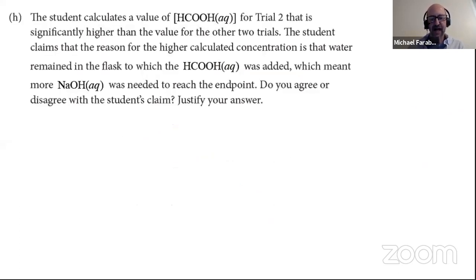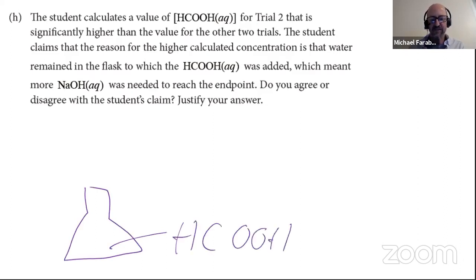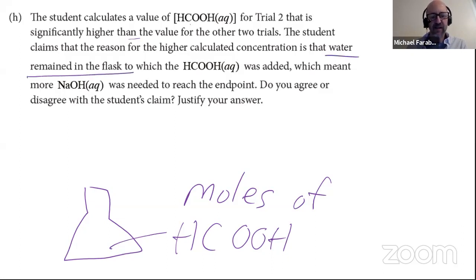All right, now in this last part of the question, it says the student calculates, okay, so we have a certain value of the HCOOH, a certain number of moles of this chemical. The student calculates a value of the concentration of the acid that is significantly higher than the value for the other 2 trials. And the student claims that the reason for the higher calculated concentration is that water remained in the flask, which means that more NaOH was added.